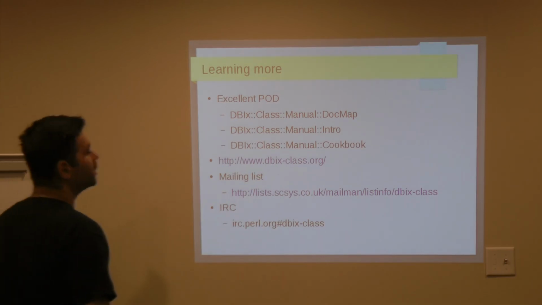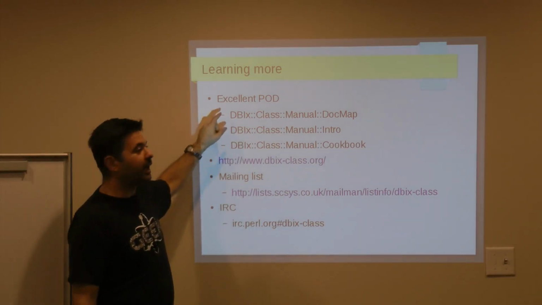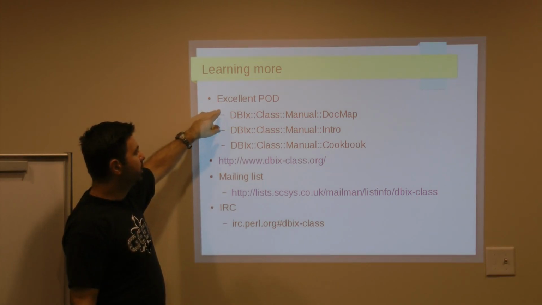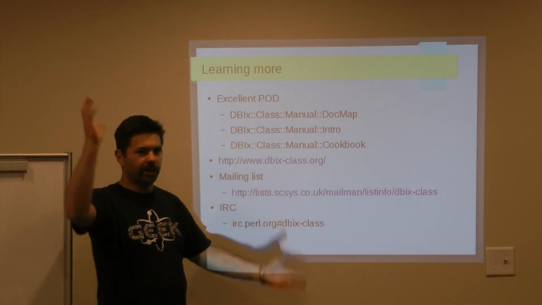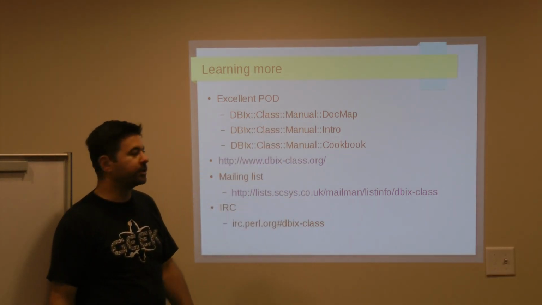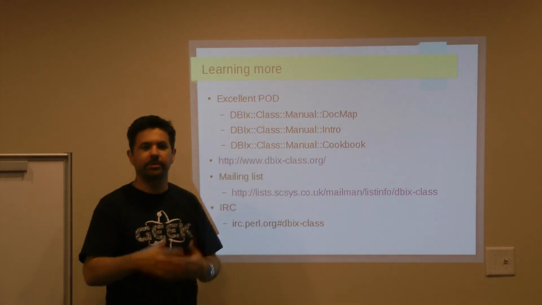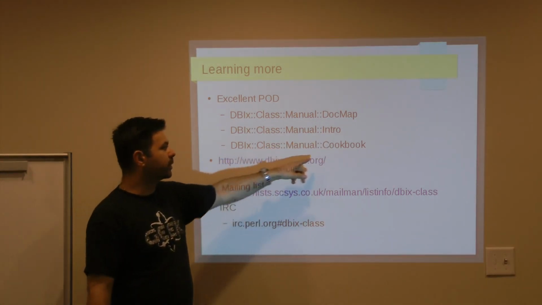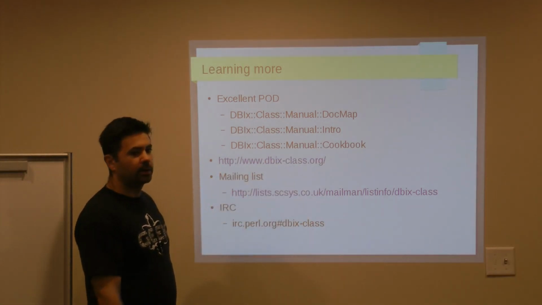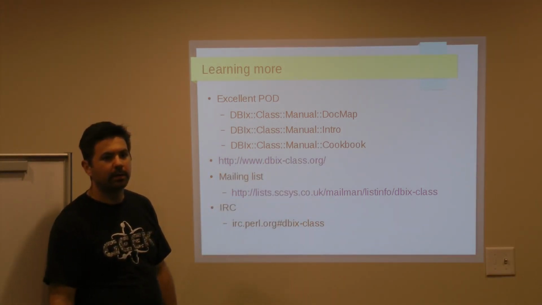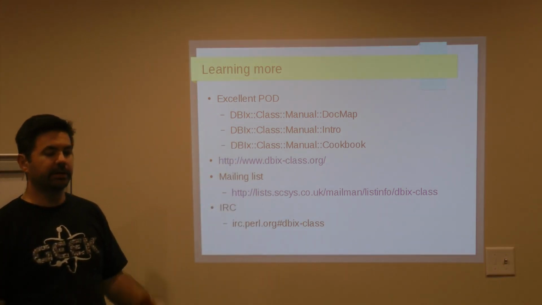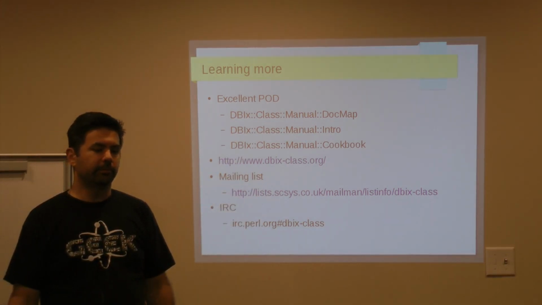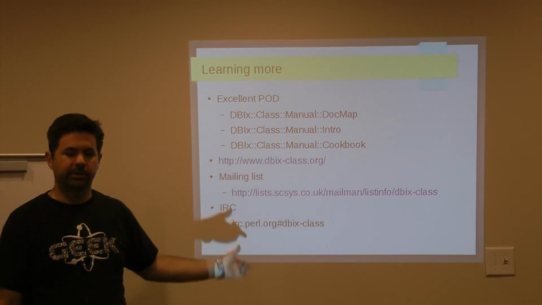And if you want to learn more, this is where it's at. If you do a perldoc on DBIx::Class::Manual::DocMap, you'll get kind of an index to all the documentation that comes with it. The intro kind of steps you through some really simple scenarios, and then the cookbook is a cookbook. I think the intro is the one that has a pretty good tutorial on walking through and getting it all set up. The Catalyst tutorials also step through a lot of this stuff because most of the Catalyst apps out there leverage DBIx::Class.